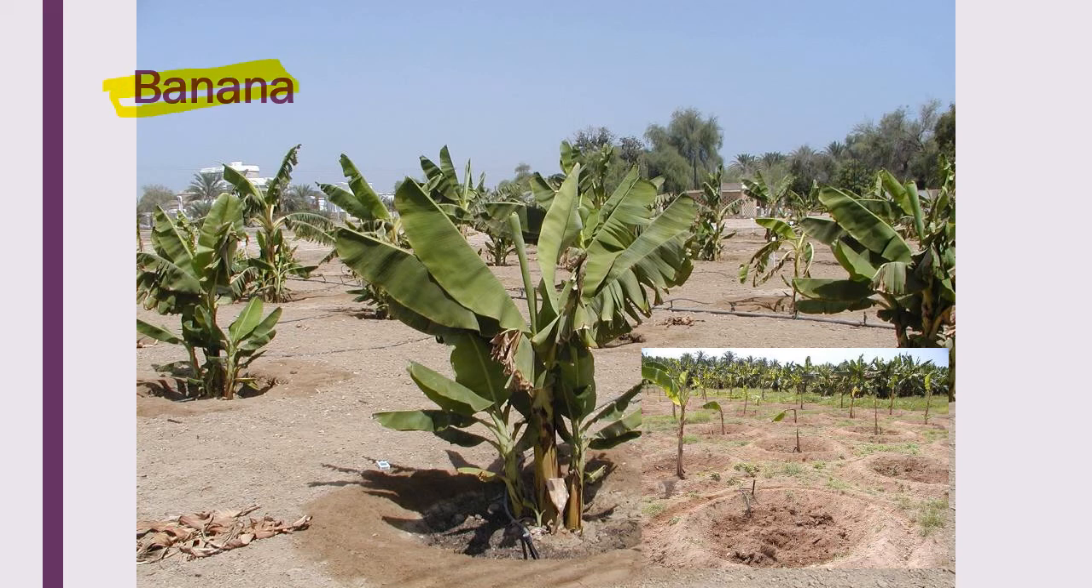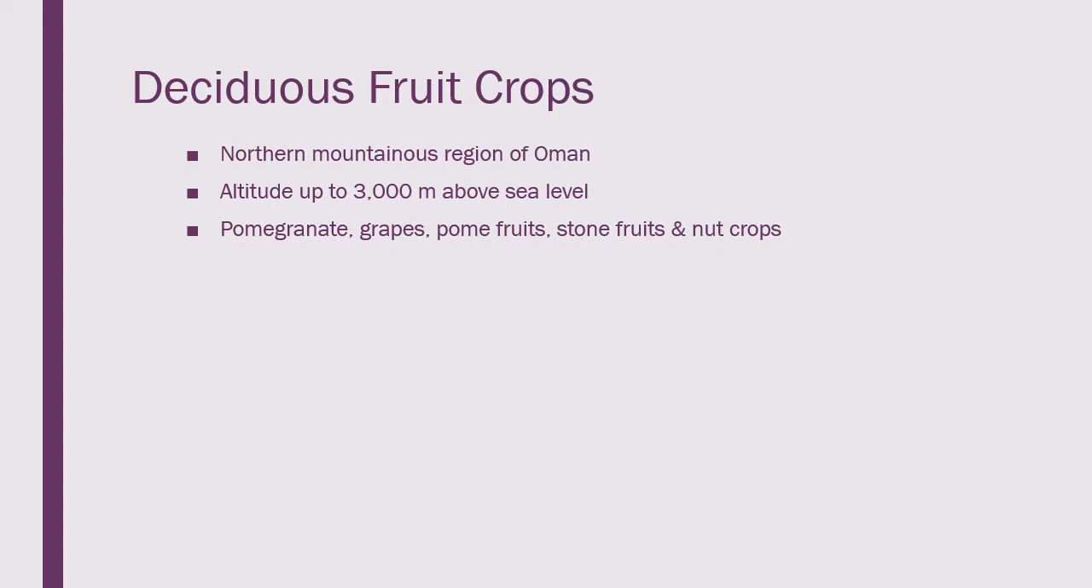Another most important crop is banana. As you know, banana is widely cultivated, especially in Al-Batina and Salala in the southern part of the country. So they do very well in these two areas, and inshallah we'll explain the details of banana in the banana lecture.